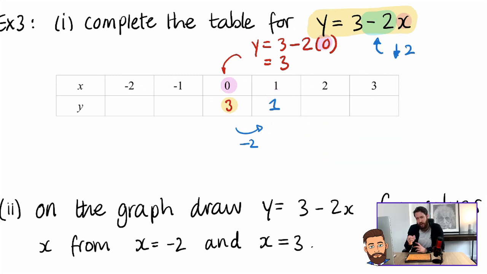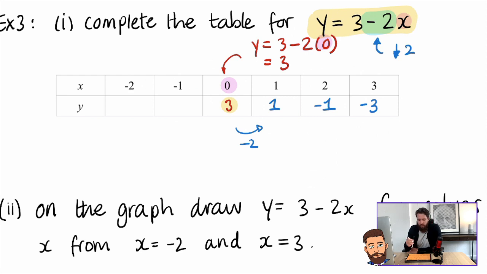But as you can see, I got it a lot quicker than having to do what I just did by substituting it in. So again, I can take away 2 from 1. 1 take away 2 is going to be negative 1, and I can take away 2 again. So minus 1, take away 2. If I'm at minus 1 and I'm minus 2, it will get me to minus 3.